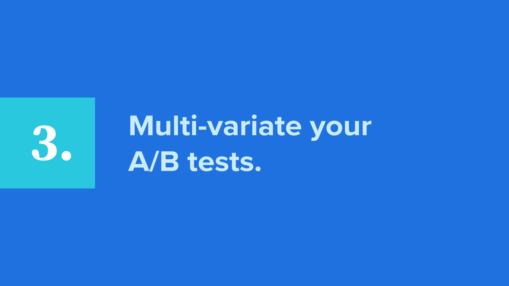Third, multivariate your A/B tests. You can multivariate your tests since there are so many elements to check for, but ensure that you don't overcomplicate the process by trying to test everything at once. Instead, create a working strategy and optimization plan that you can stick to.